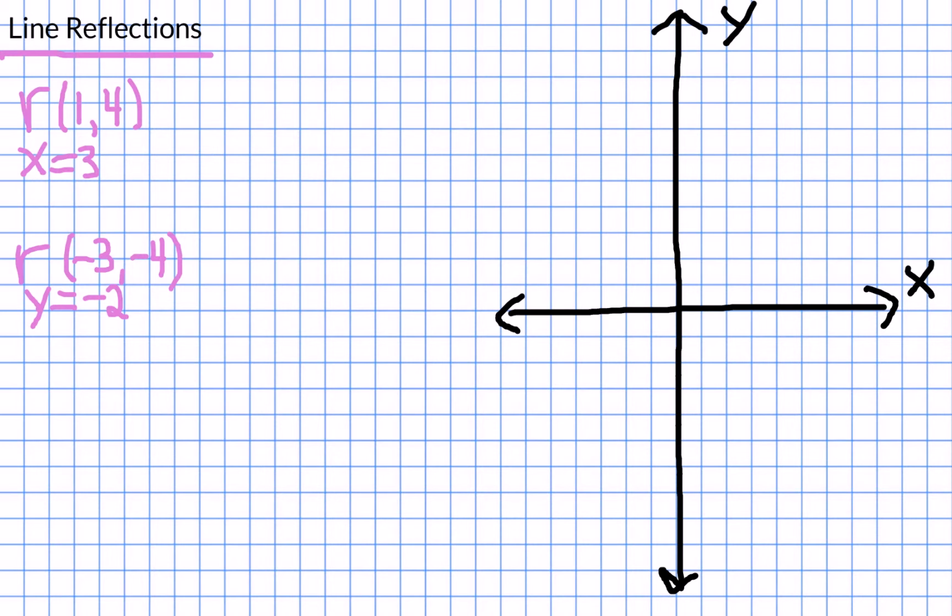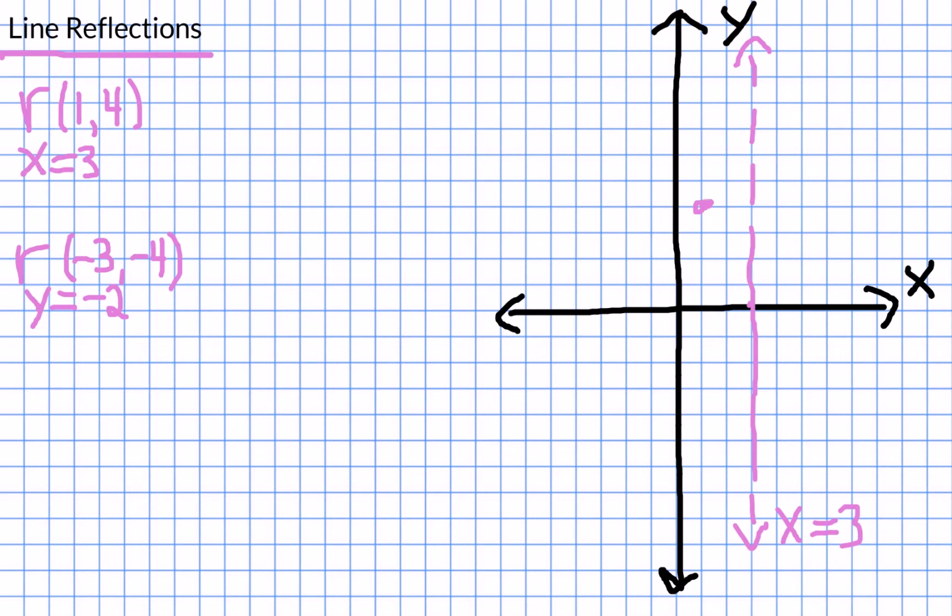When we want to reflect the point (1, 4) in the line x = 3, first we have to plot the point (1, 4). We go to 1 on the x and 4 on the y, and we plot our point. Then we have to graph the line x = 3. The line x = 3 passes through 3 on the x-axis, and it's a vertical line passing through that point. I'm going to make it dotted so we don't get it confused with the axes.